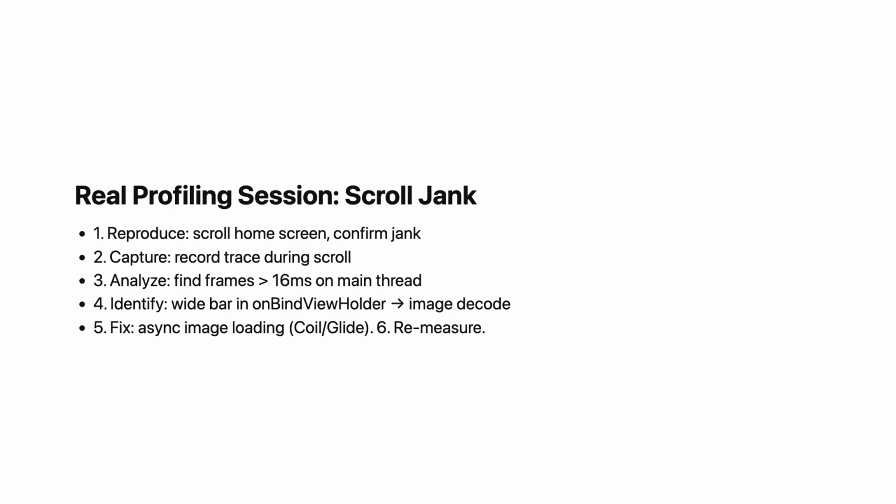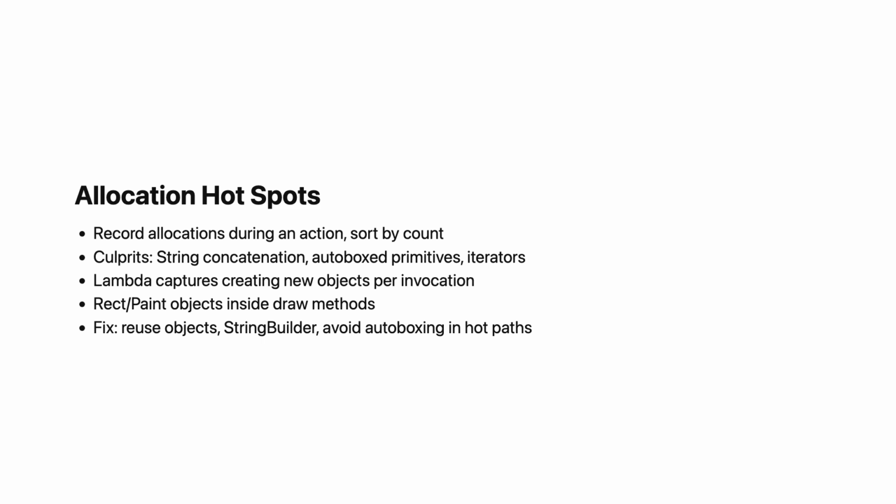You see a white bar for onBindViewHolder. Inside it, a white bar for image decode. Bingo! You are decoding images synchronously during scroll. Step 5. Fix it. Use Coil or Glide to decode images asynchronously. Step 6. Capture another trace. Confirm the long frames are gone. This took maybe 30 minutes. Without profiling, you might have spent days trying random optimizations.